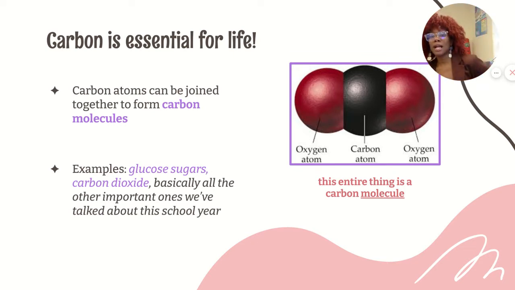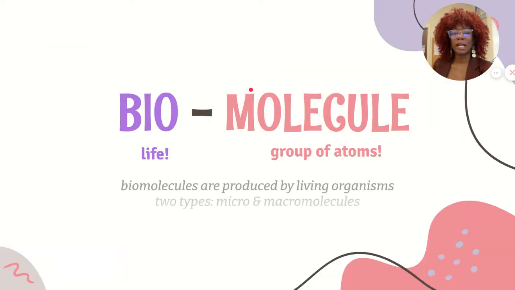So carbon atoms can actually be joined together to form what are called carbon molecules. So for example, glucose, like I said, C6H12O6. Glucose is an example of a carbon molecule. Another one that I'm breathing out right now as I speak is carbon dioxide. That's a carbon atom stuck together with two oxygen atoms. This whole thing together is called a carbon molecule. So carbon is essential for life. Carbon molecules are essential for life.